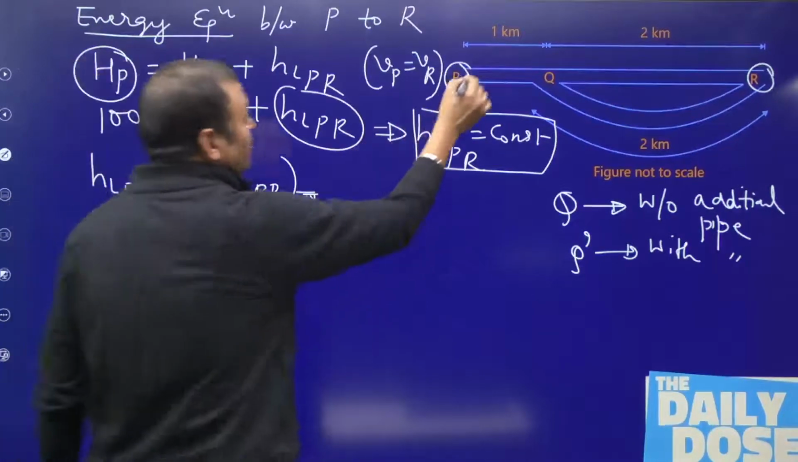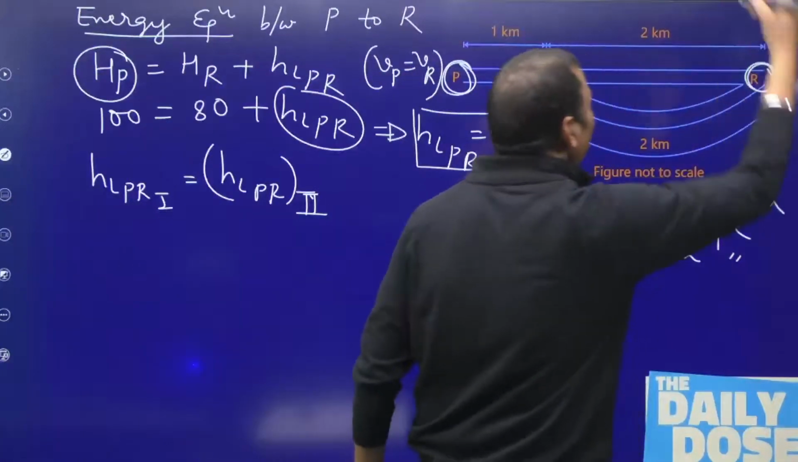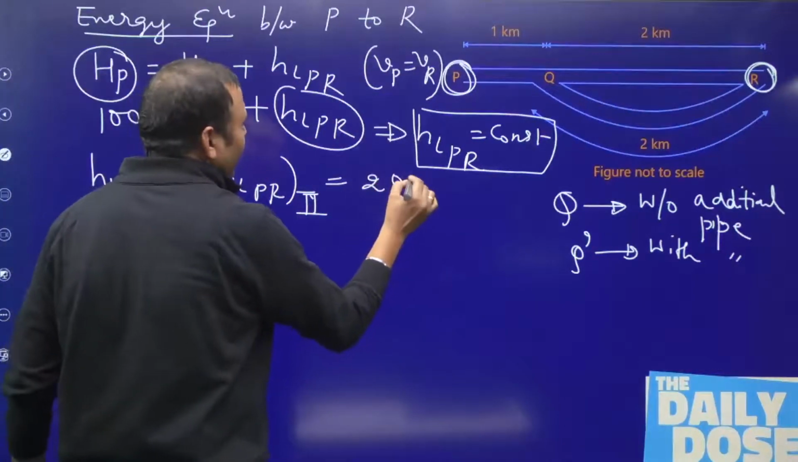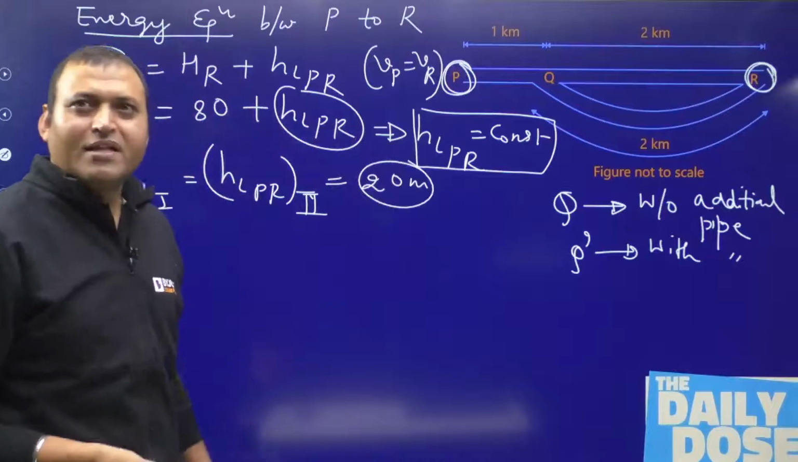There is no change in the loss because the points remain the same and energy is a point function. The loss will remain constant between P to R. That will be 100 minus 80, that is 20 meter.